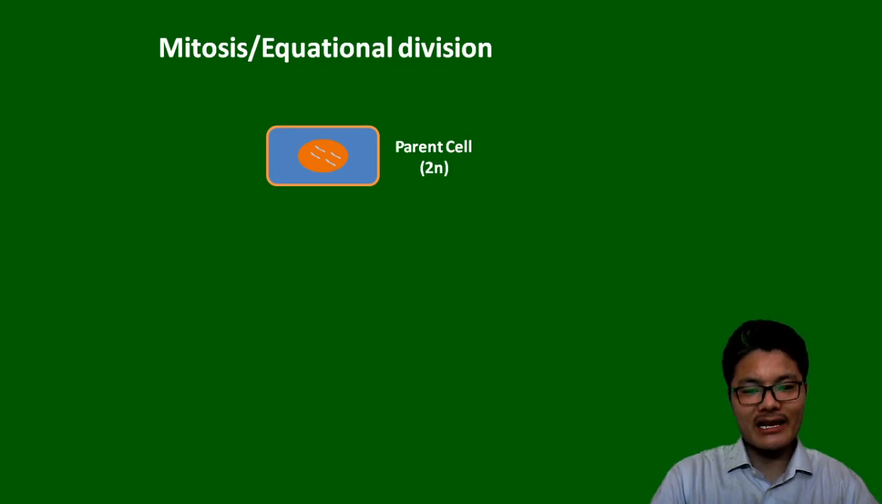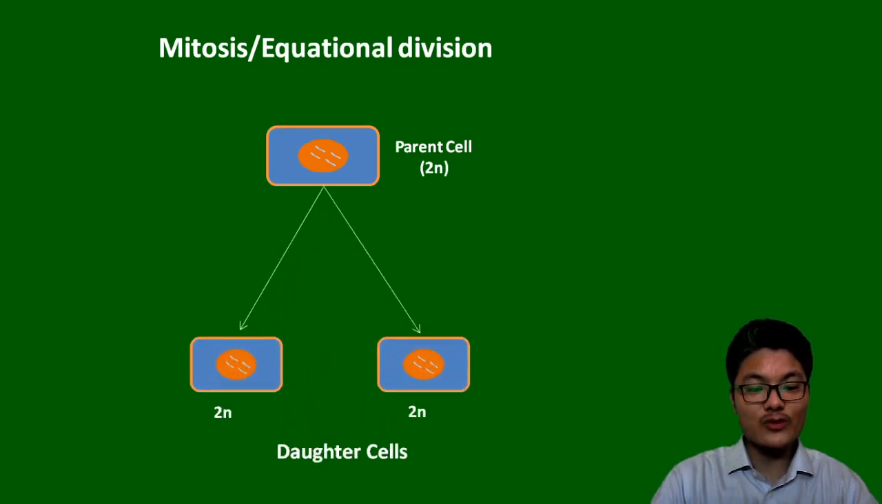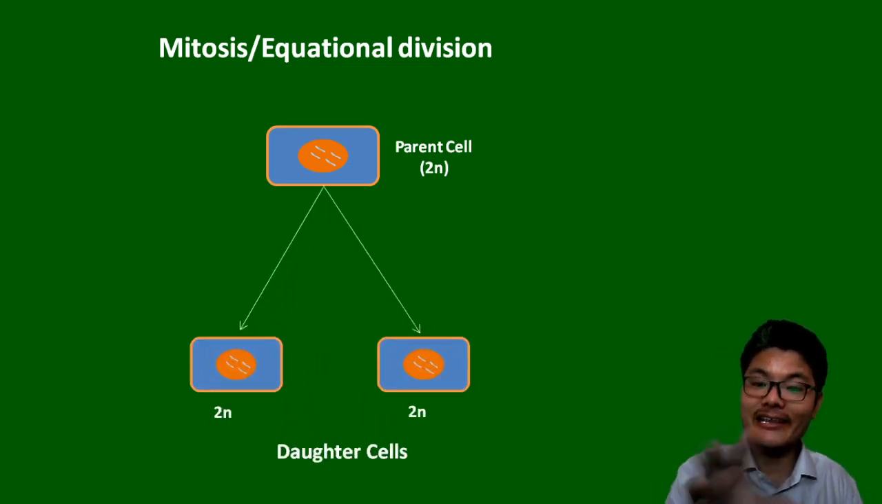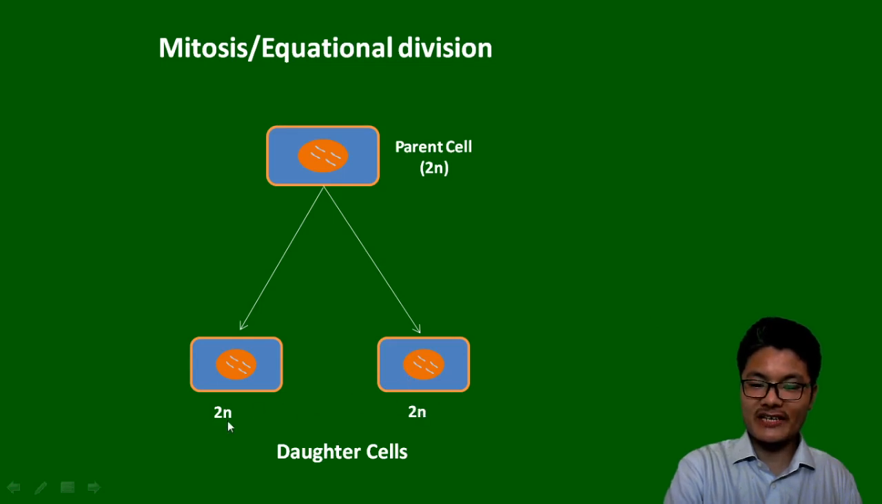So parent cell is usually diploid, having 2n number of chromosomes, or a haploid cell can even divide to undergo mitosis. In mitosis, parent cell divides to form two daughter cells, and those two daughter cells are identical to the parent cell. Why? There is formation of daughter cells having the same number of chromosomes. So daughter cells are having the same number of chromosomes as that of the parent. So that's why there is formation of two identical daughter cells from the parent cell.